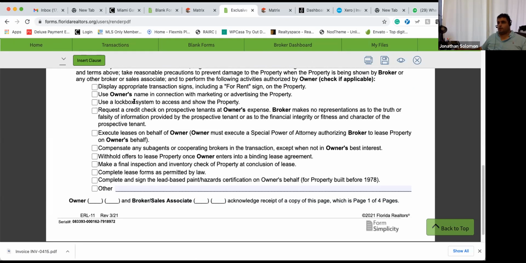Are we going to use a lockbox on the property? Very important. It's much easier to use a lockbox versus going personally and opening the property every time. It's much, much more recommended to use a lockbox.